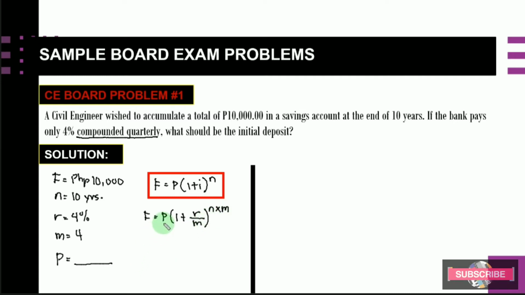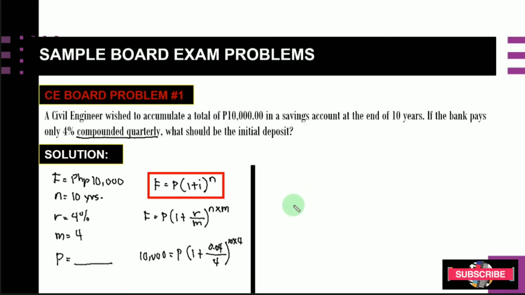So, we need to determine the value of our P. So we just substitute our F, which is 10,000, equal to P. And then we have this 1 plus your R. Your R is 4%, so in decimal it is 0.04, divided by M, which is 4. And then your N is simply equal to 10 times your M, and your M is 4.